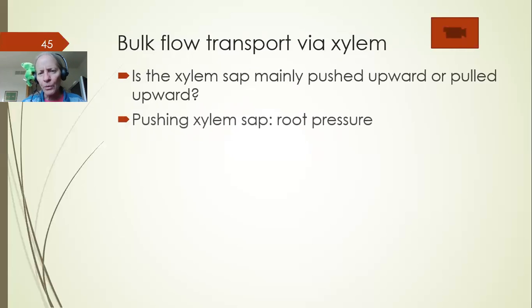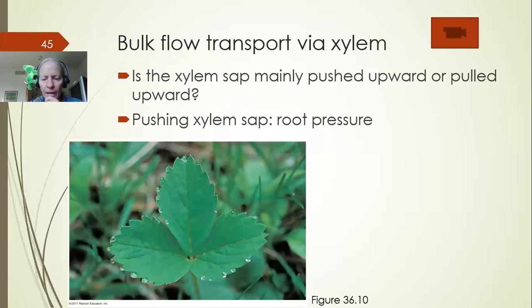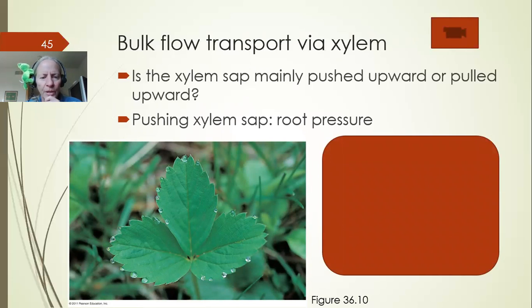Well, they kind of do both. So there is some pushing of the sap in the xylem by root pressure. If there is a high concentration of solutes inside the root and a lower concentration of solutes outside of the root, then osmotic pressure would draw water into the root, and that would push water up the xylem. However, this can only happen over very short distances.